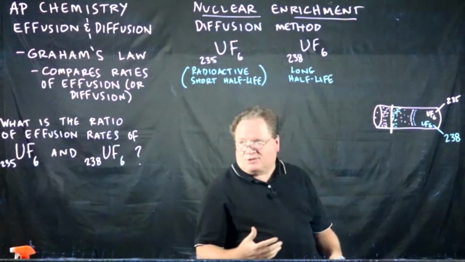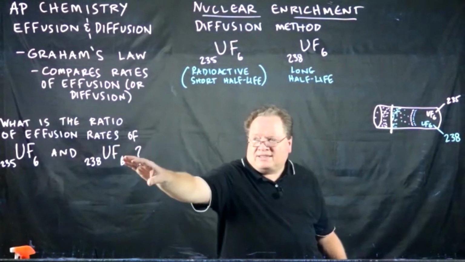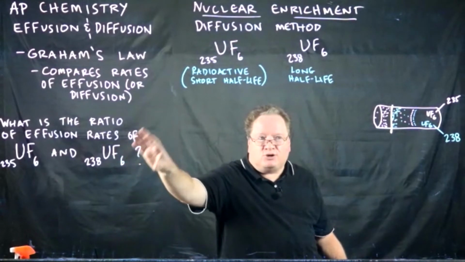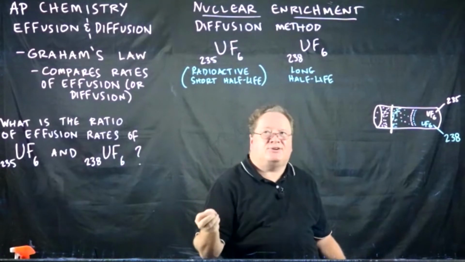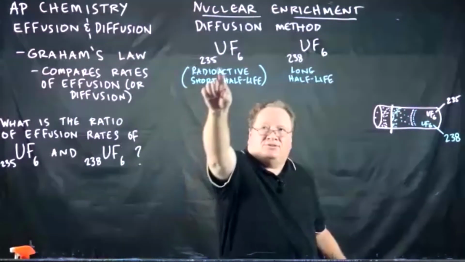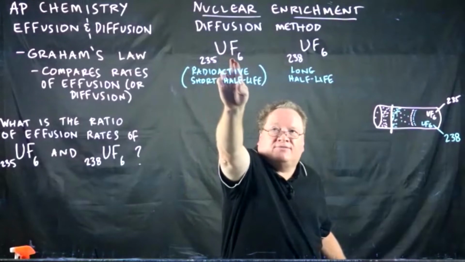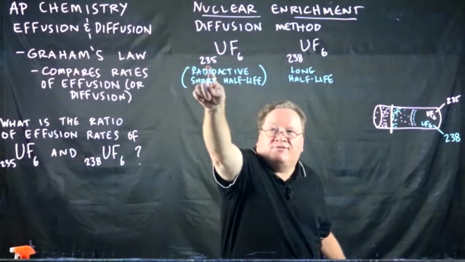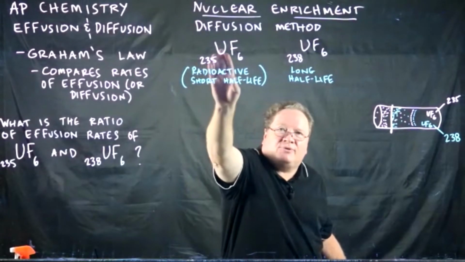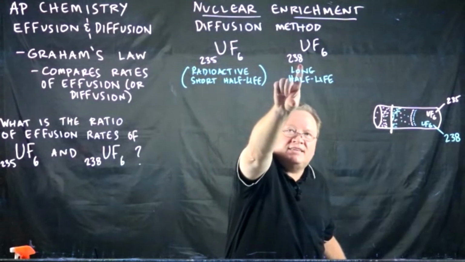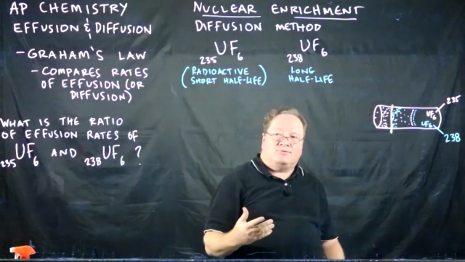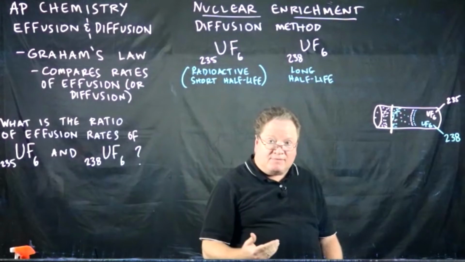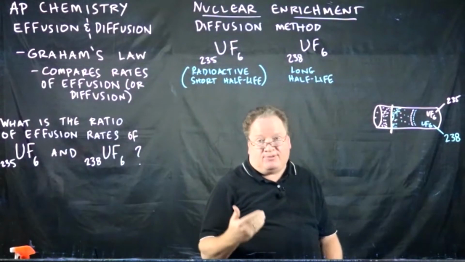So my question would be then, what's going to be the ratio of effusion rates? How much faster will that uranium hexafluoride that has the uranium-235 in it effuse than this heavier one that has uranium-238? This is something that we can answer using Graham's law.